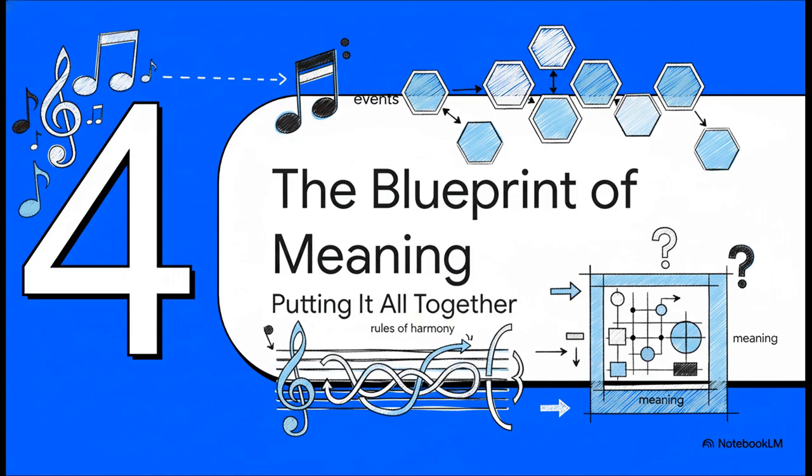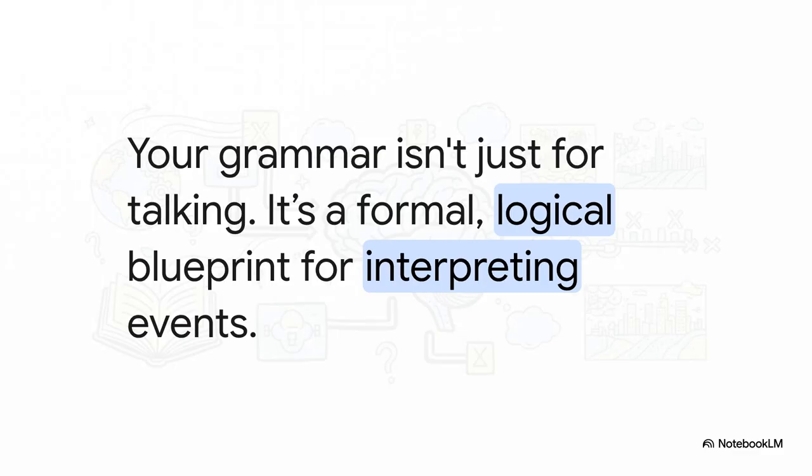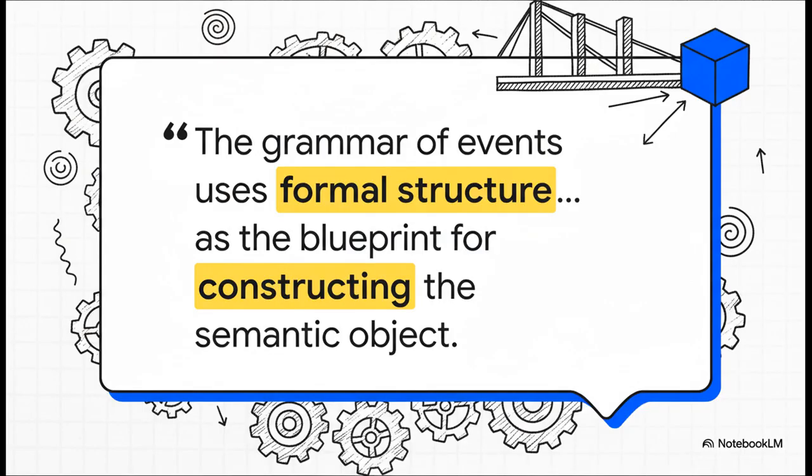Okay, so let's put this final piece of the puzzle into place. We have our logical notes, the events. We have the rules of harmony, that's the grammar that combines them. So when you put it all together, what have you actually built? It means the grammar you learned as a kid is so much more than just a tool for communication. It is a formal, incredibly powerful logical system. It is the blueprint your mind uses to construct a coherent interpretation of every single event you see, describe, and think about. It really is a system where the grammar uses its formal structure, its rules, its syntax, as the direct blueprint for building meaning, for constructing that semantic object inside our heads.